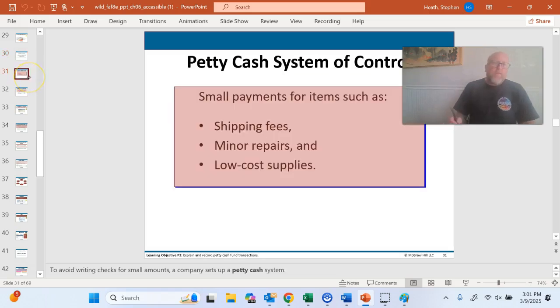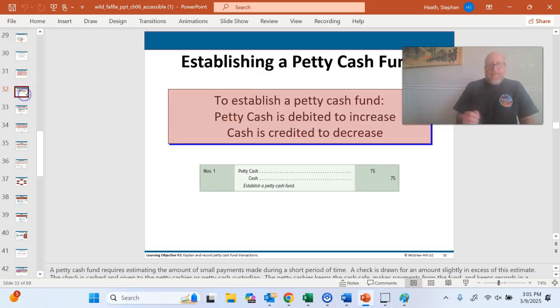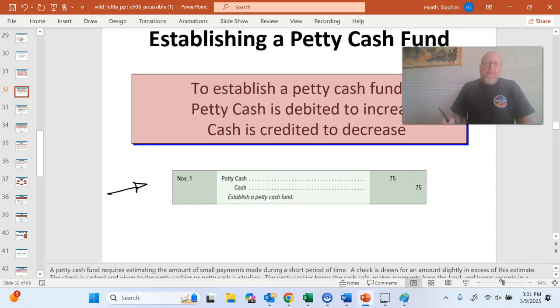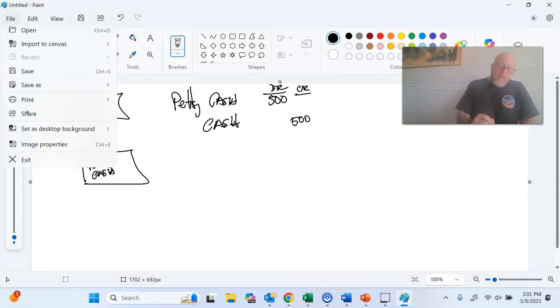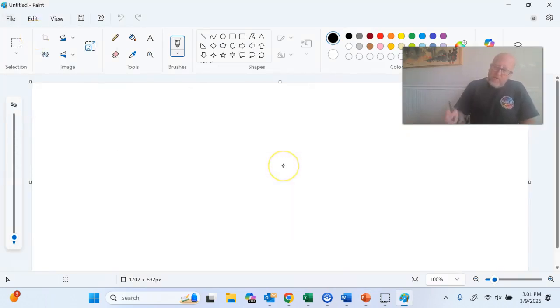We now want to establish and then use our petty cash, right? So slide 32, it's the same journal entry that I gave you. It just looks a little nicer in the book, but it's coming out of cash and going into petty cash. Now we would talk about how we use petty cash. And so look, during the period, I'm not going to be doing journal entries every time I grab some cash out of petty cash.